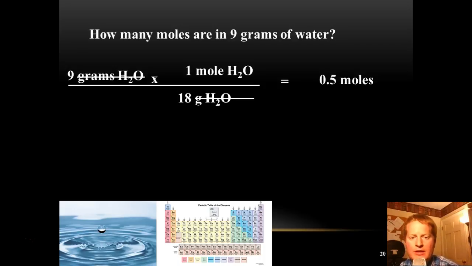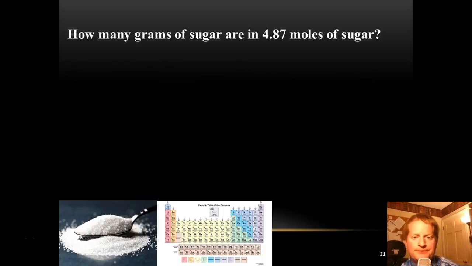Now, the last two, again, you could have solved them in your head if you really wanted to, because 9 is half of 18, right? But here's an example why we have to do this process, because they're not always going to work out so easy. So how many grams of sugar are in 4.87 moles of sugar? Suddenly we have a decimal that it's like, ooh, I don't know. So just like before, we start with our given, 4.87 moles of sugar.